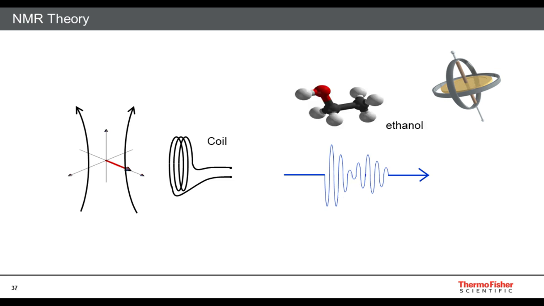proton under observation. Now, if we look at something like ethanol, we've got three chemically distinct types of hydrogen. So we've got the three hydrogens attached to the methyl group, two to the methylene, and then one in that hydroxyl.